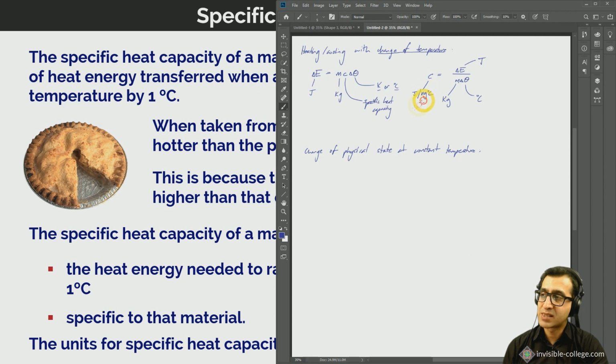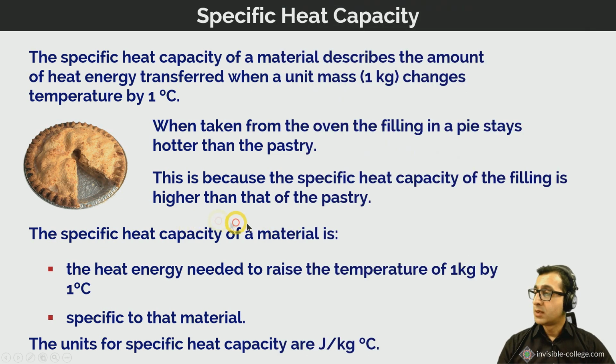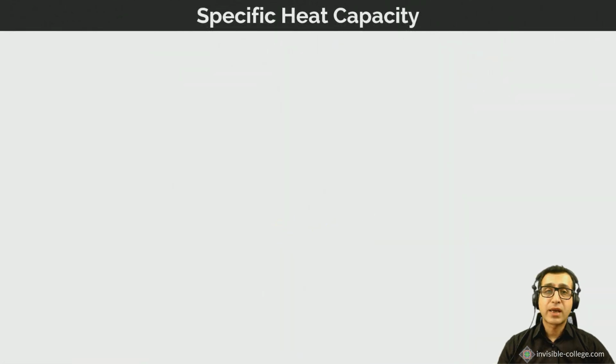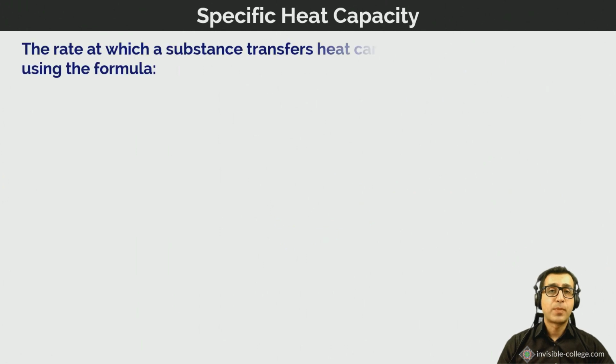kilogram degrees centigrade. So if we look at the units now, the units tell us the definition of specific heat capacity. It's the amount of heat energy change that occurs per kilogram of mass for every 1 degree centigrade rise or fall of temperature of that 1 kilogram of mass. So that's what specific heat capacity is. Let's take a quick look at a little bit more about it.